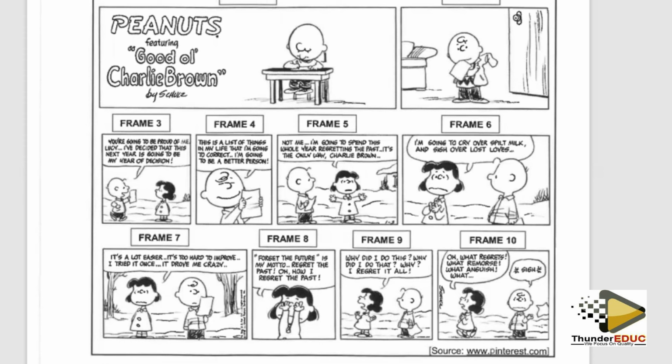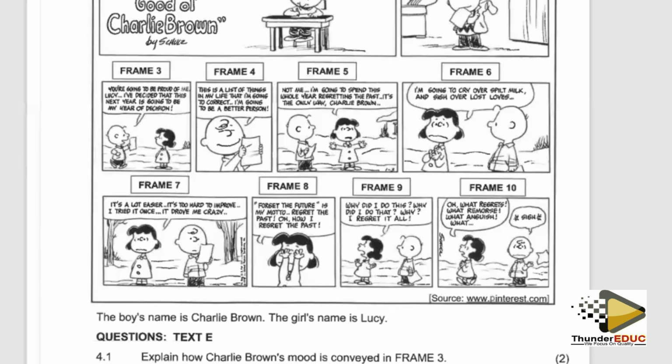Okay, we have Peanuts featuring good old Charlie Brown as our cartoon for today that has 10 frames. And therefore, we have to try and get through the questions. Information was given to us that the boy's name is Charlie Brown and the girl's name is Lucy. So we now know this is Charlie and then this is Lucy. So let's go to our questions and see what was requested.